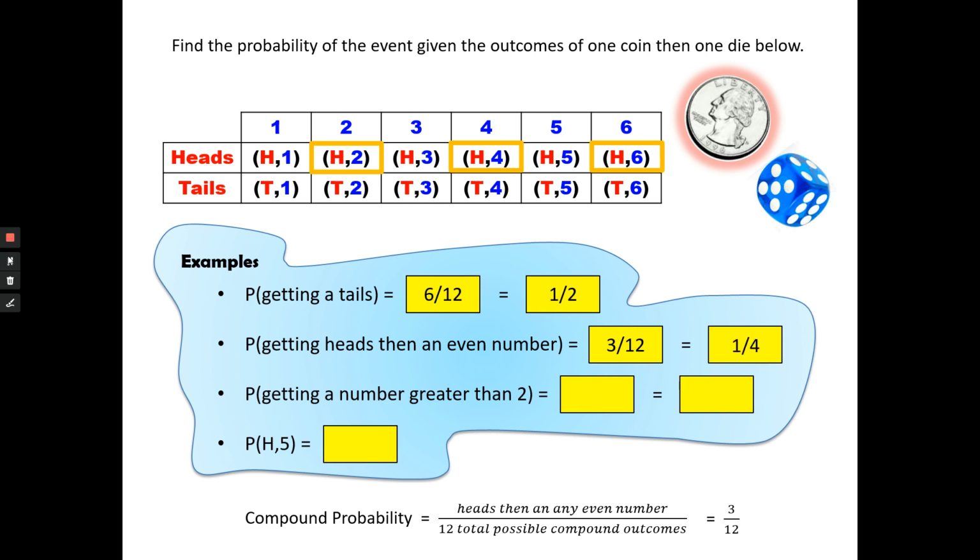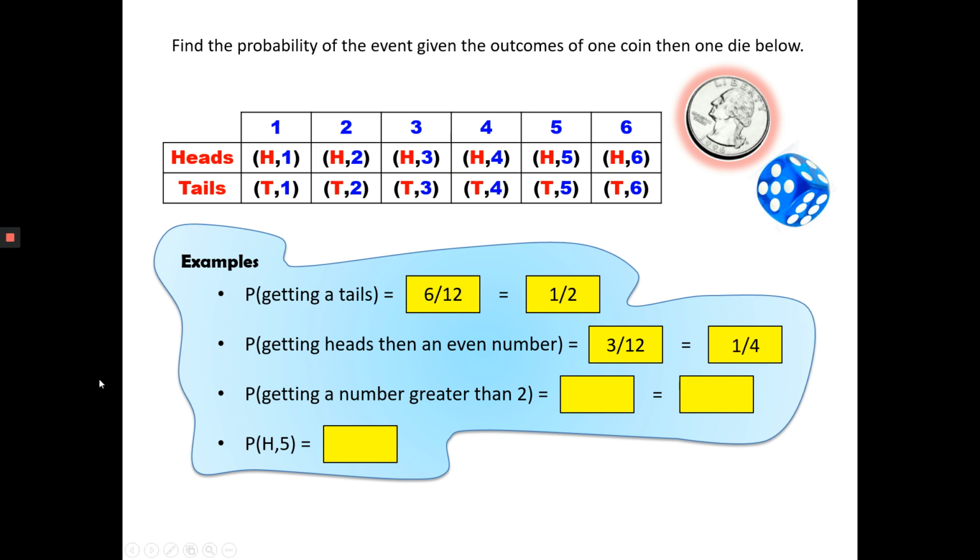All right, let's take a look at this next one here. Let's take a look at the probability of getting a number greater than 2. So it doesn't say anything about heads and it doesn't say anything about tails. So the only thing we're concerned about is the number, and it has to be greater than 2. So if it's heads or tails, it doesn't matter. Either one would be okay.